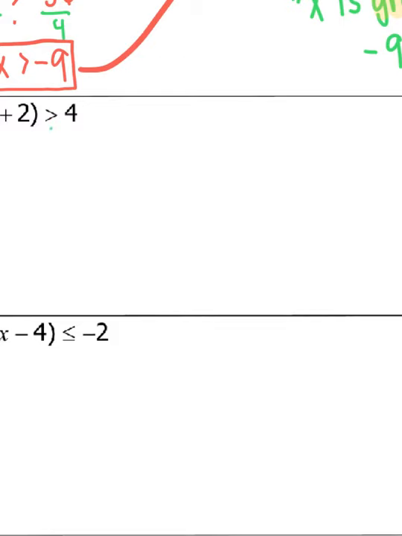Okay, let's solve number 2. So first thing, what we need to do is get x by itself. So let's multiply -3 times x, and -3 times 2. So -3 times x is -3x, -3 times 2 is -6. And we're going to bring down this x is greater than 4.